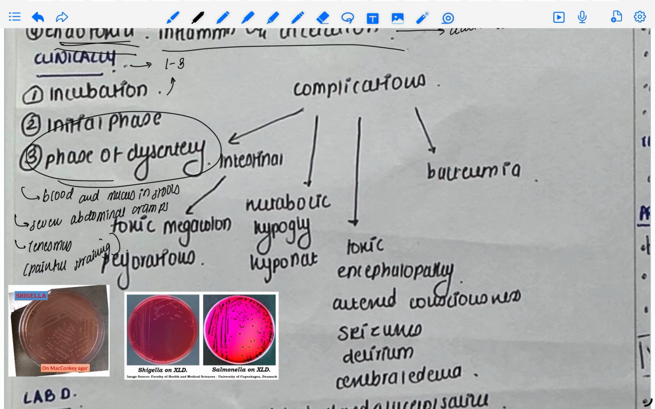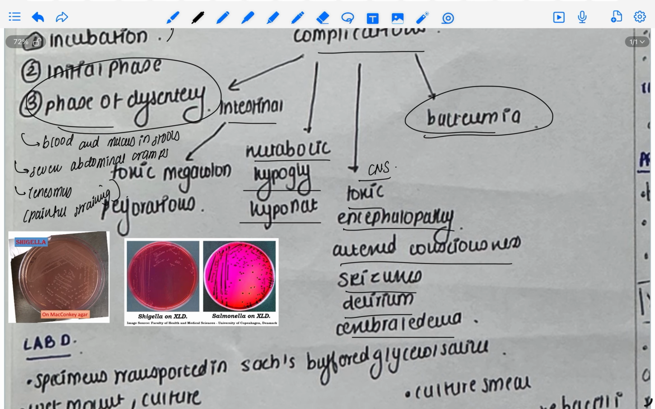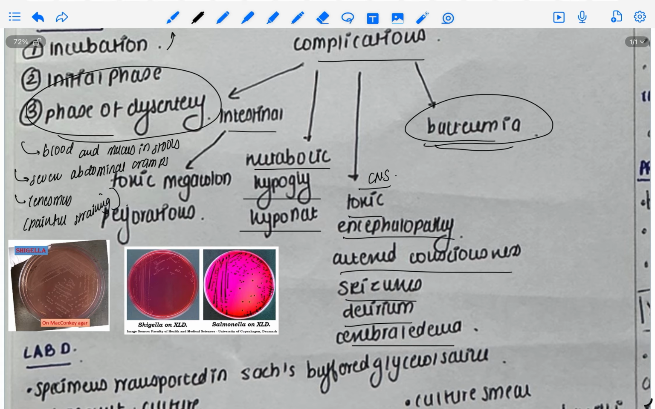There are certain complications which can occur. These complications are divided into intestinal complications, metabolic complications, CNS complications, and bacteremia. Intestinal complications can be toxic megacolon and perforations. Metabolic are hypoglycemia and hyponatremia. CNS complications are toxic encephalopathy, altered consciousness, seizures, delirium, and cerebral edema. And it also causes bacteremia.